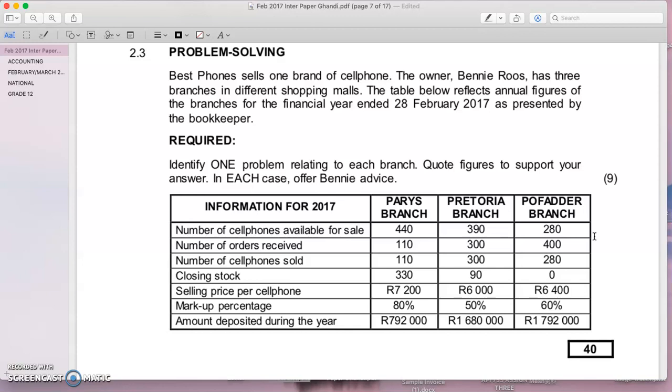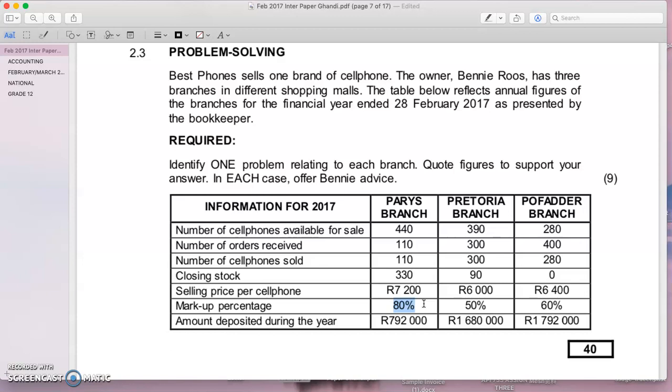Okay, so now I'm going to give you the answers. I hope you have thought about it. So the Paris branch. Immediately I can see, whoa, we had 440 phones for sale, but we closed with 330. That means we only sold 110. We have so many on hand. So that's one of the problems I can see, and you only need one, but I'm going to tell you all of them. I can also see that the markup percentage is 80% on cost. That is very, very high. Okay, that's a high markup percentage.